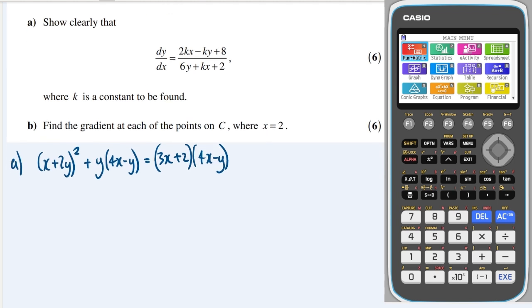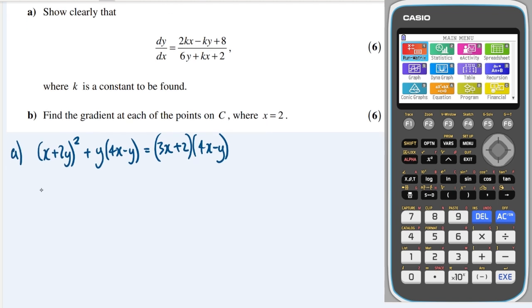I'm then going to multiply out the brackets. It's going to be x squared plus 4xy plus 4y squared. This is going to give me 4xy minus y squared. And this is going to give me 12x squared plus 8x minus 3xy. And then finally minus 2y.